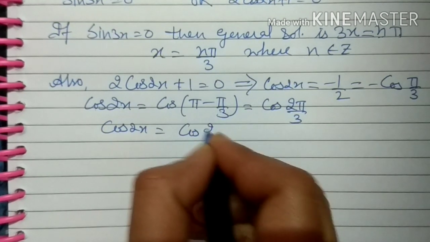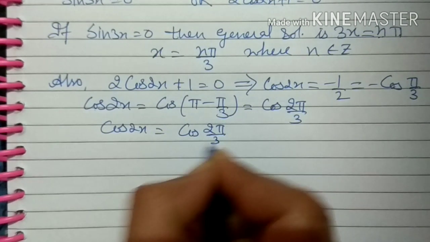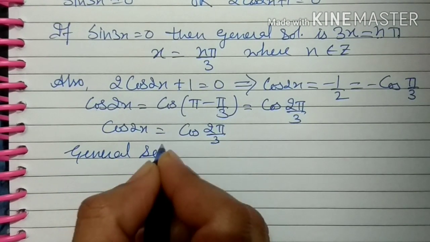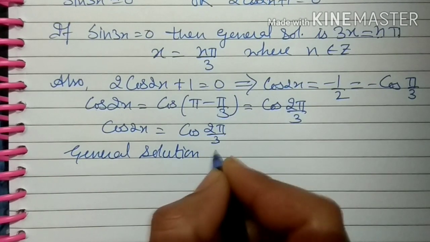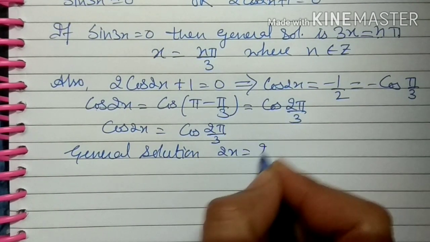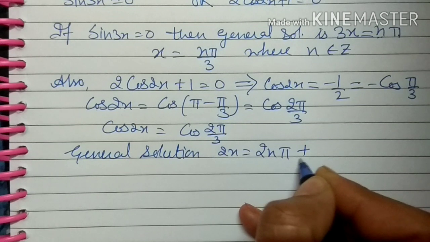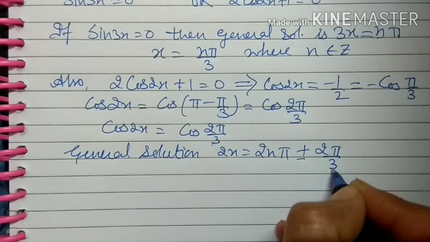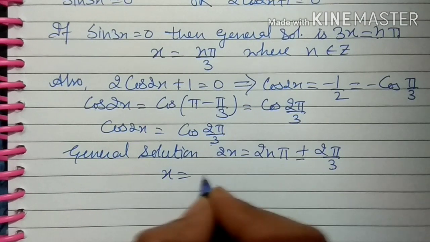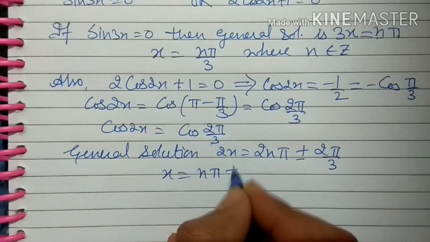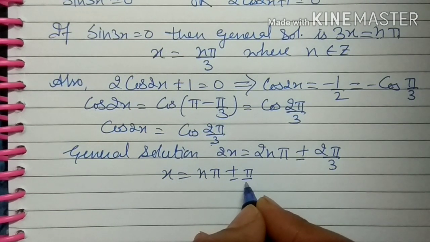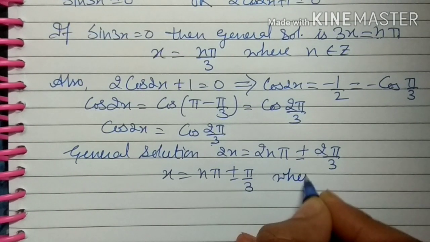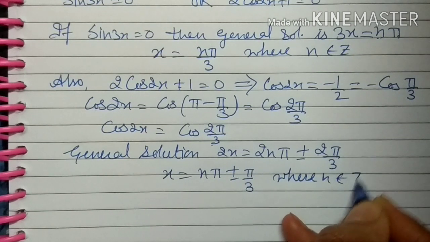Now using the formula, if cos x equals cos y, then the general solution is x equals 2n pi plus minus y. Here y is 2 pi upon 3. So x is divided by 2, x is n pi plus minus pi upon 3, where n belongs to the set of integers.